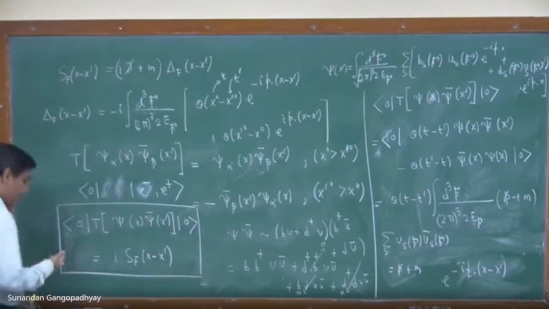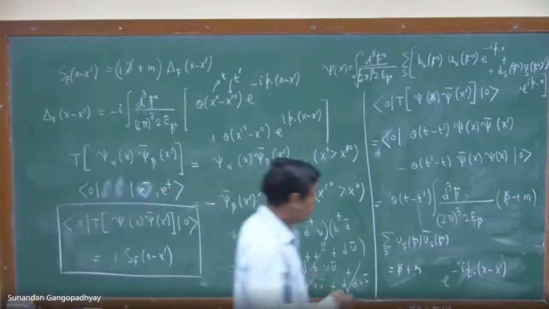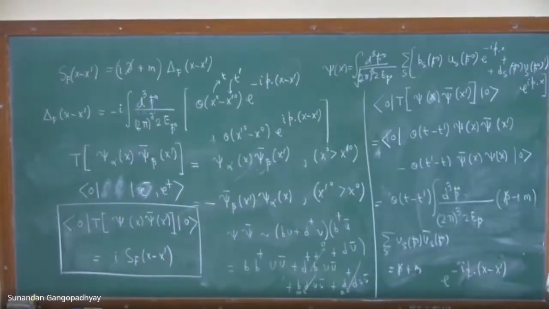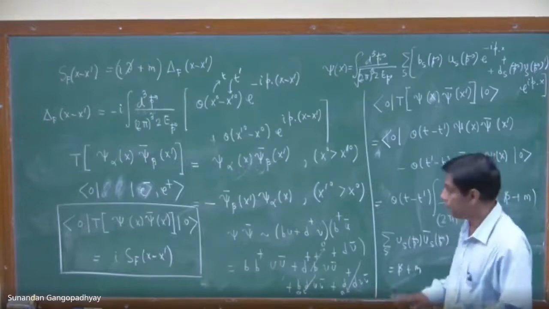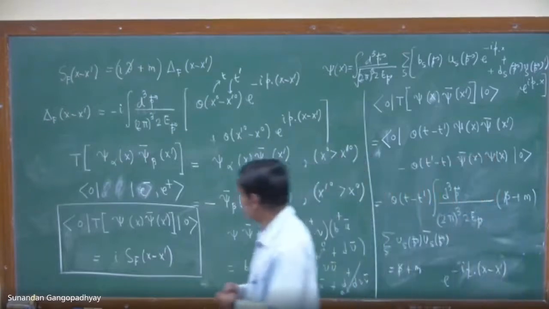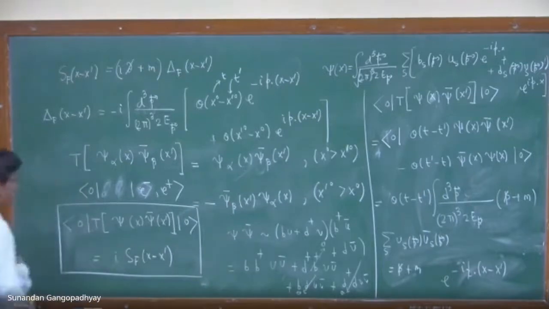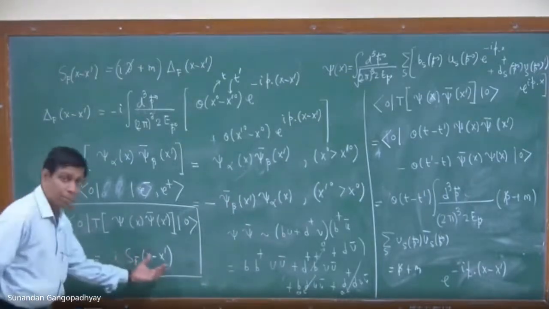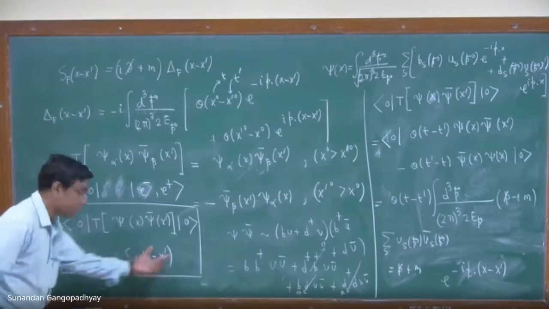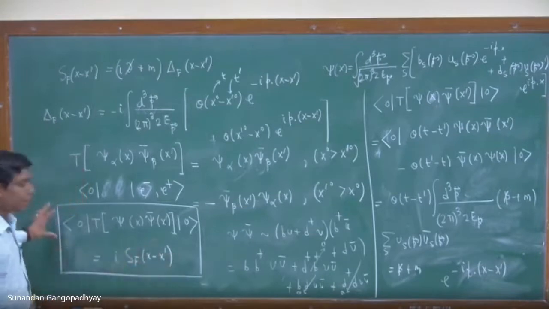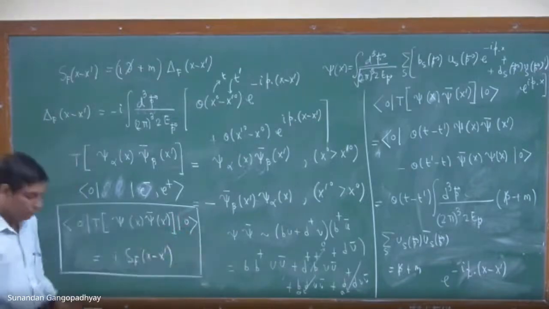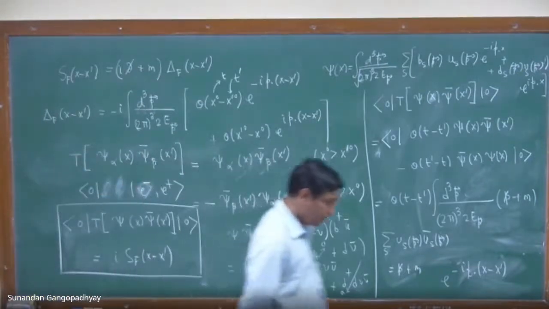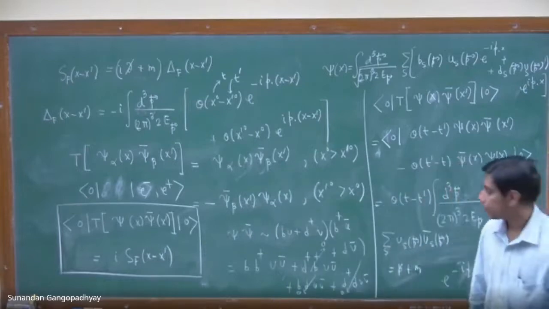Today we have completed the Dirac propagator, the propagator for free Dirac fields. Everything is free here, no interactions. We have shown that i times the Feynman propagator is basically nothing but the time-ordered product of two fermionic fields. This is a very important result for free Dirac fields.